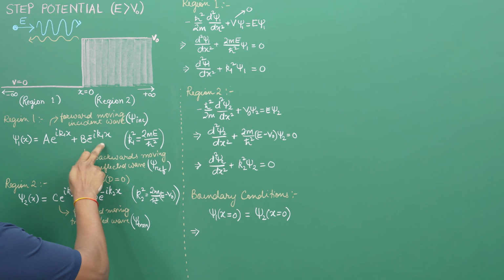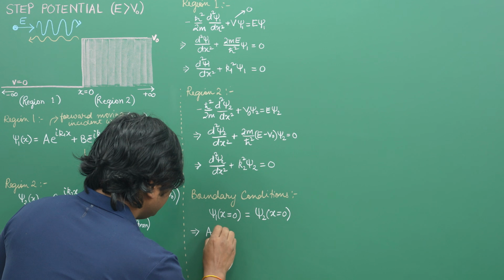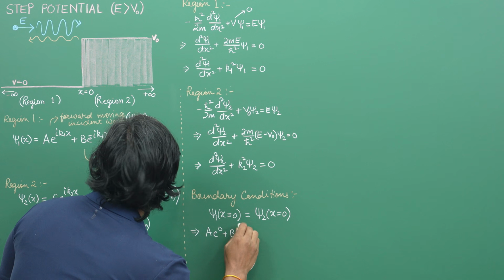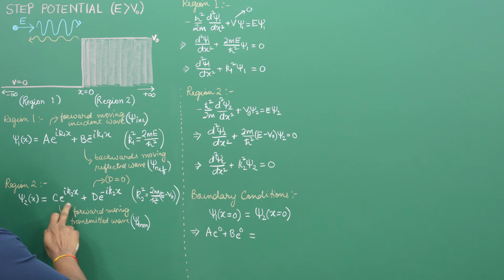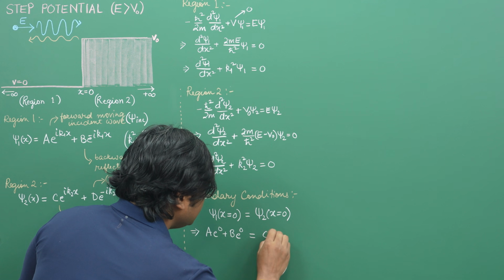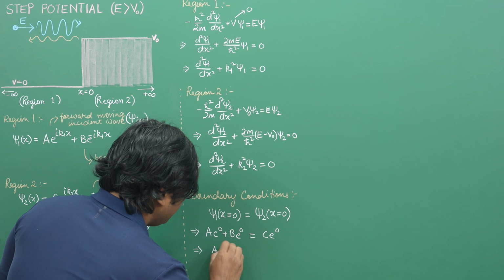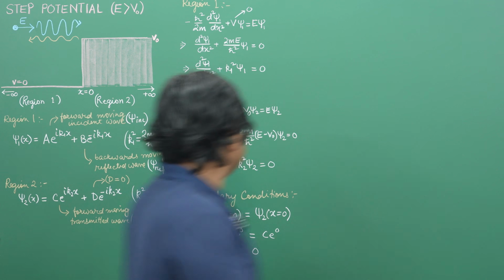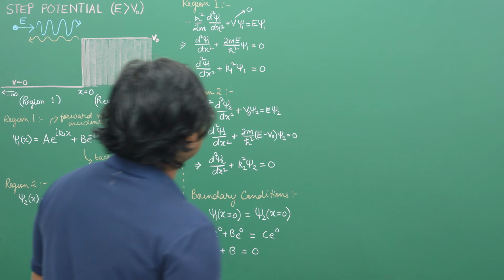So if x is equal to 0, psi 1 of x becomes capital A e to the power 0 plus capital B e to the power minus 0, which is again 0. And if we look at psi 2, then I have capital C e to the power 0. This simply means that A plus B is equal to C. Now, this was the first boundary condition. Let us apply the second boundary condition for the derivatives.